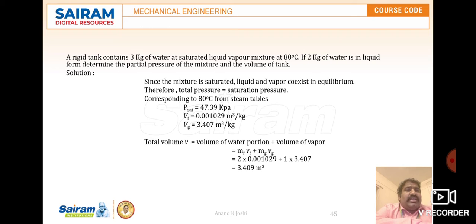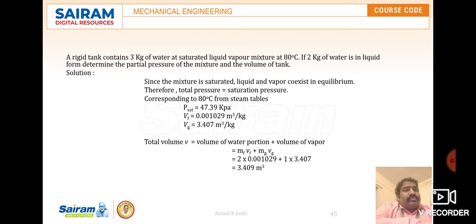See why? There is a rigid tank, and in that tank there are 3 kg of water, a saturated liquid-vapor mixture at 80 degrees centigrade. If 2 kg of the water is in liquid form, then we have to determine the partial pressure of that mixture as well as the volume of the tank.